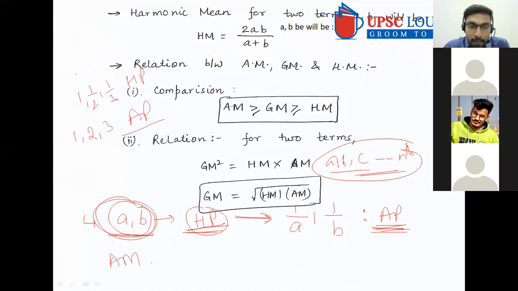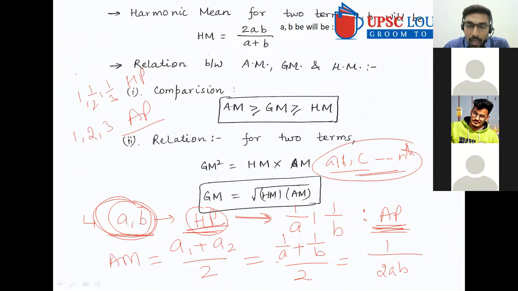So how will you calculate the AM? For 2 terms, A1 plus A2 divided by 2. That means 1 upon A plus 1 upon B divided by 2. When you take the LCM, you will get A plus B upon 2AB. So this will be the arithmetic mean for 1 upon A and 1 upon B.